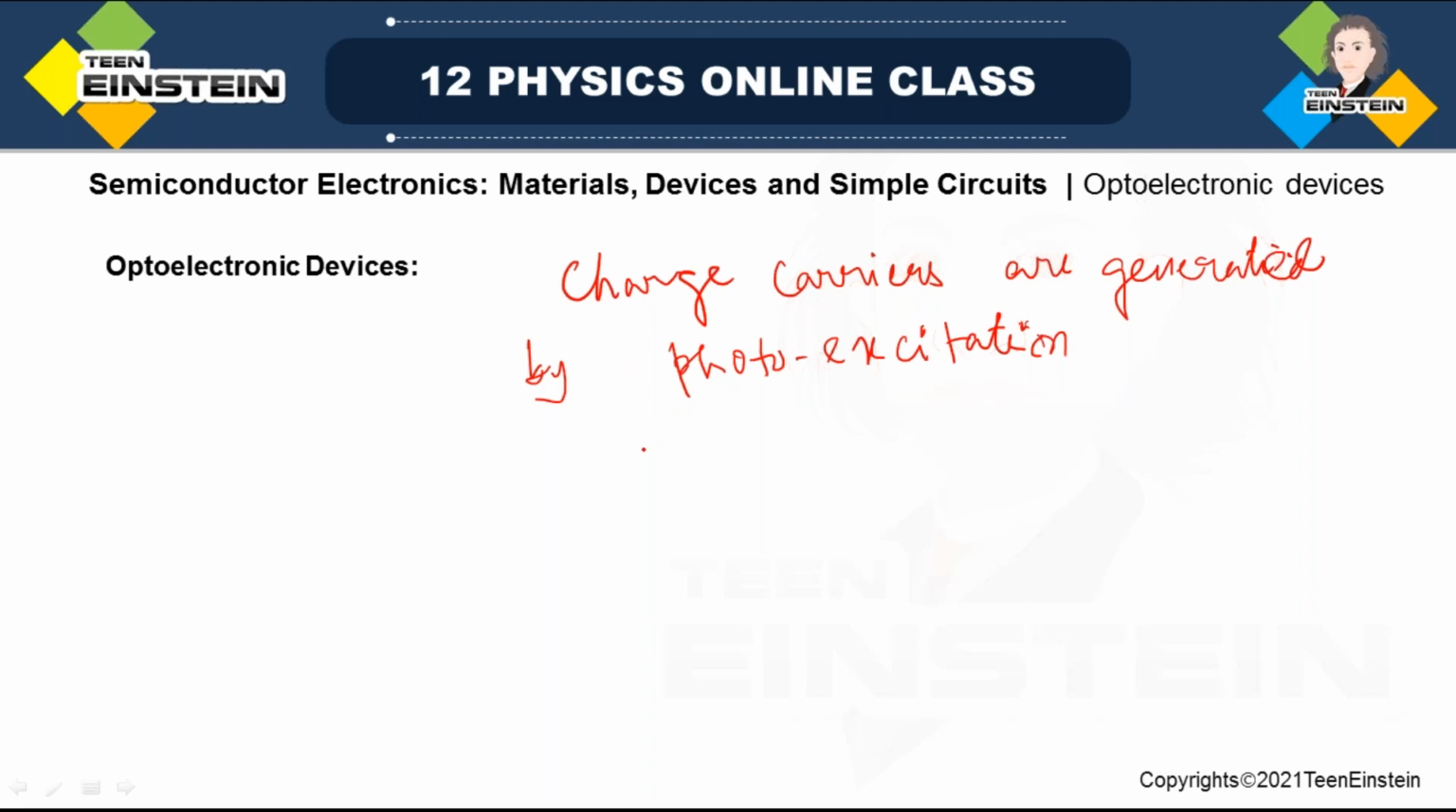That means if you shine light on a PN junction diode, it will conduct, or in the other way, light emitting diodes are also there. When you apply forward bias, certain particular diodes will emit light. So those are called light emitting diodes.